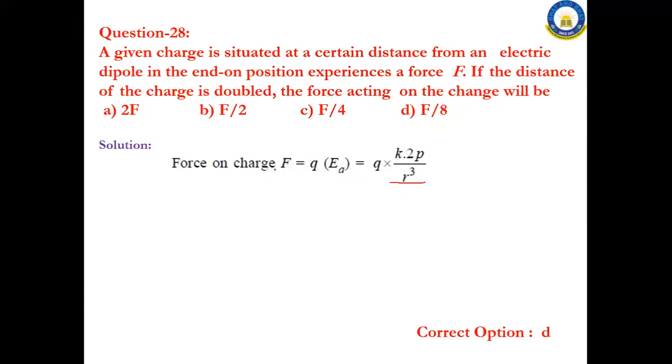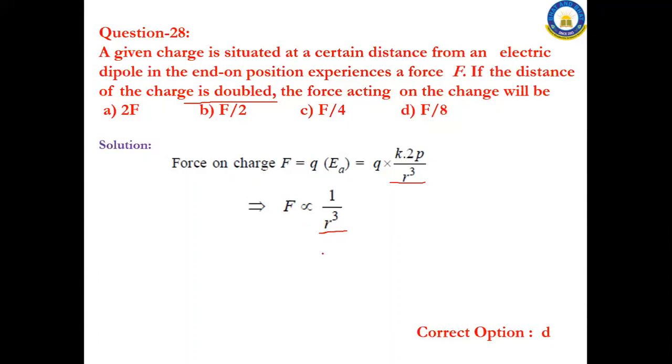Then force in this case will be Q into E, so Q into K 2p by r cube. Therefore, force is proportional to 1 by r cube. Now what is this r? This is the distance, right? So what is given in the sum? The distance is doubled, means r is made 2r. What will happen? 2 cube. 2 cube is 8, right?